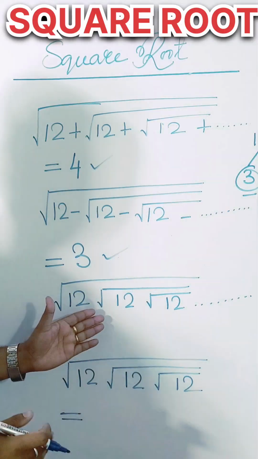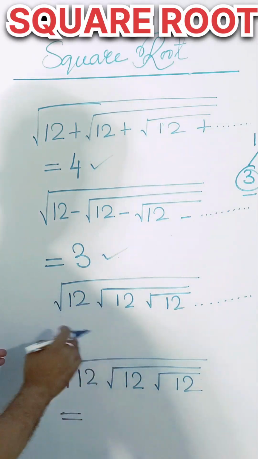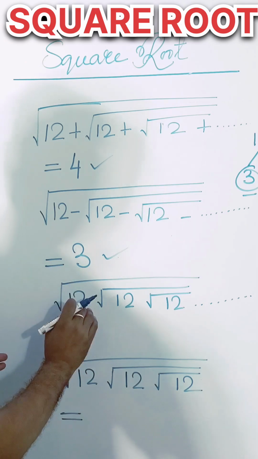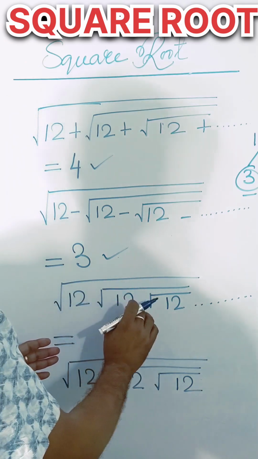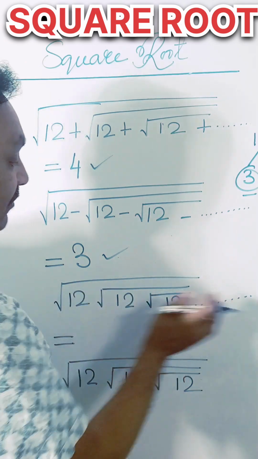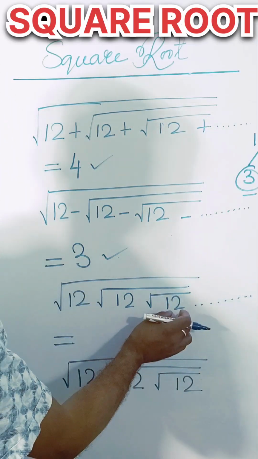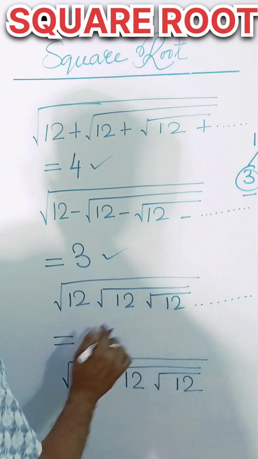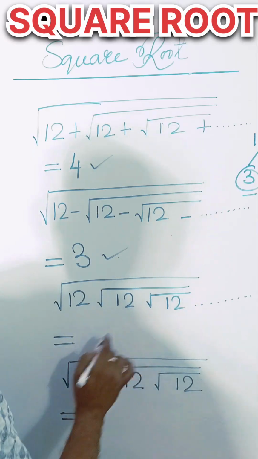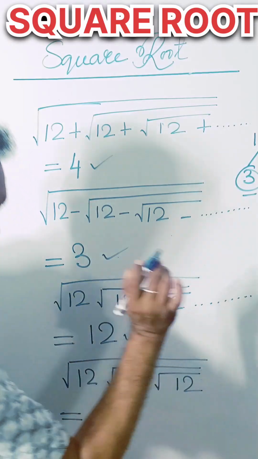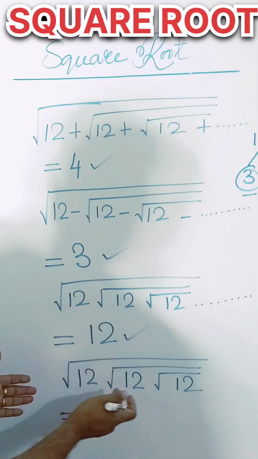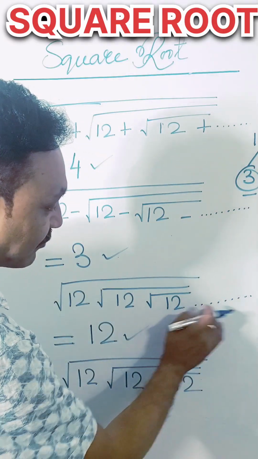Now check, this is the third case, the product. Similar numbers, square root of 12 into square root of 12 into square root of 12, but up to infinity. If it is up to infinity, then no need to do anything. What is there inside the square root? Exactly, inside the square root there is 12, so 12 is the answer. But in that case it is similar, but there is no infinity. This one is up to infinity.